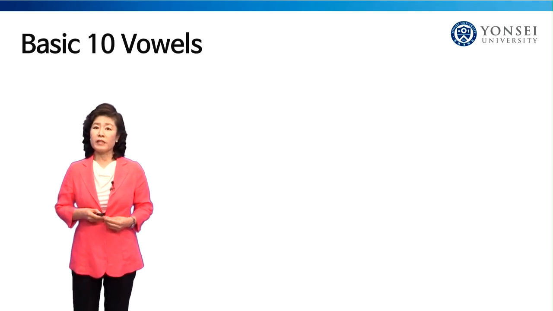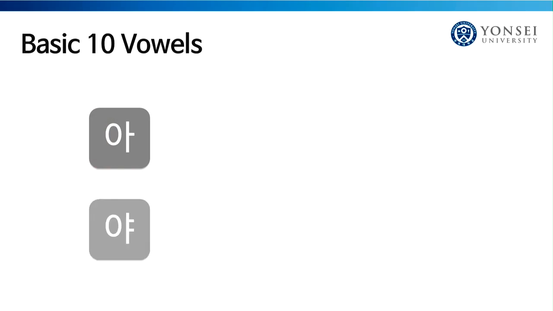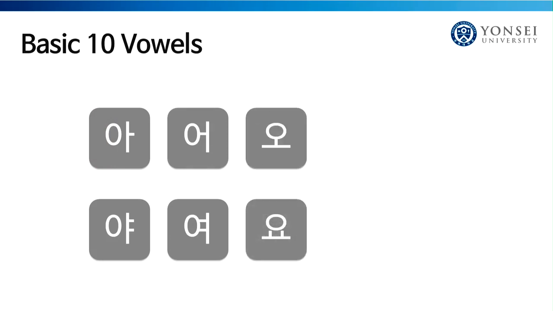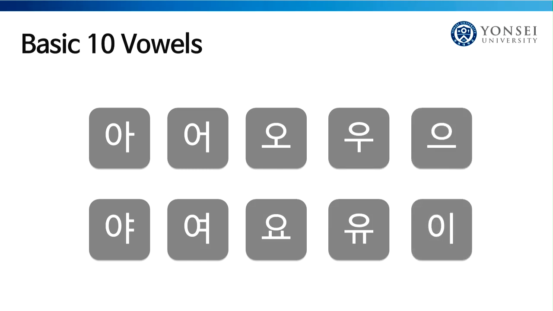Now let's pronounce the 10 vowels in order. A. Ya. O. Yo. O. Yo. U. You. U. E. These are the 10 basic vowels of Hangul. This is also the order you use when you try to find words in the Korean dictionary.